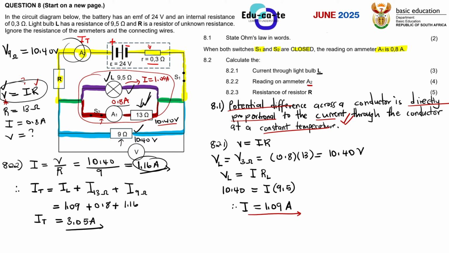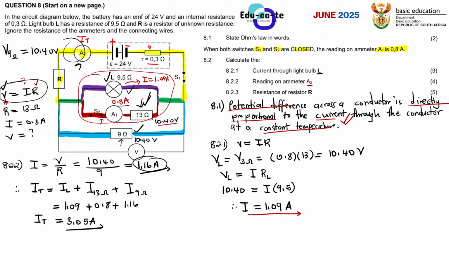Why did we calculate the total current? Did they ask it in the statement or in the question? Not really. They say calculate the reading on what? On ammeter A2. But when you know that ammeter A2 is measuring the total current, that is what you are calculating for. So please analyze before you begin.